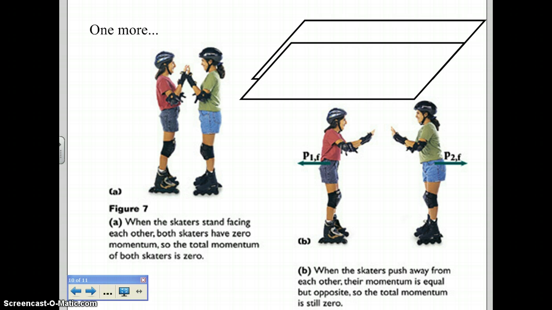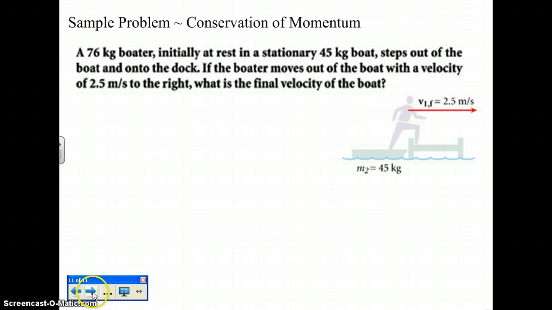constant in the situation. So their total momentum is going to be 0, right? Because you would have like a positive 50 kilograms times meters per second versus a negative 50 kilograms times meters per second. So therefore, the change in momentum is 0. Therefore, momentum is conserved throughout the system. So let's try a sample problem here.